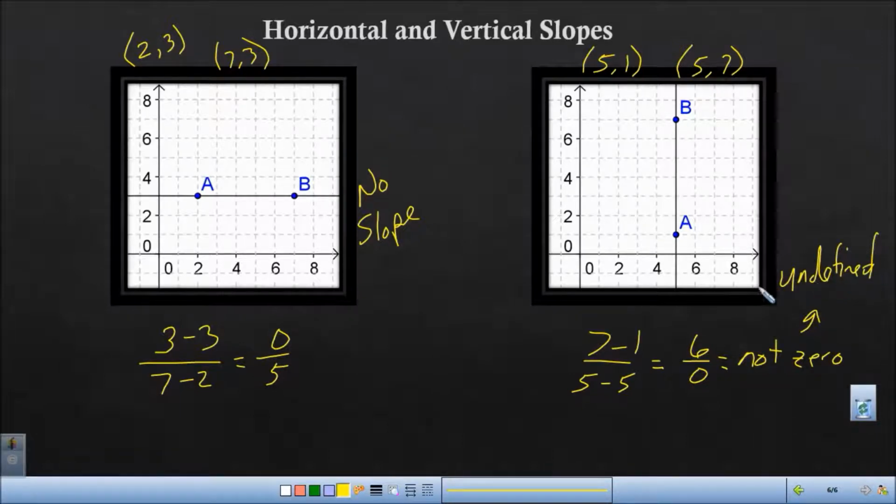Vertical lines have no slope. The only individual who can move up it is Spider-Man. So if you're not Spider-Man, you are not walking along this line at all. So no slope, horizontal; undefined slope, vertical.